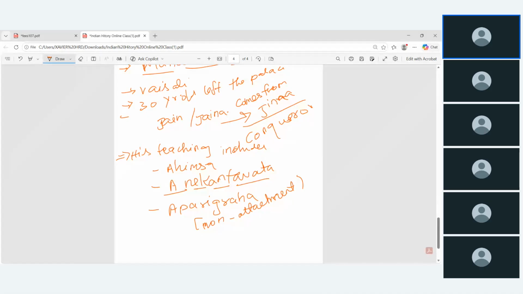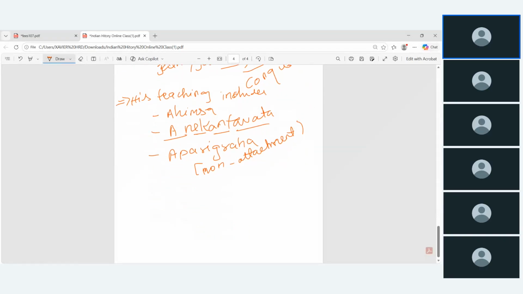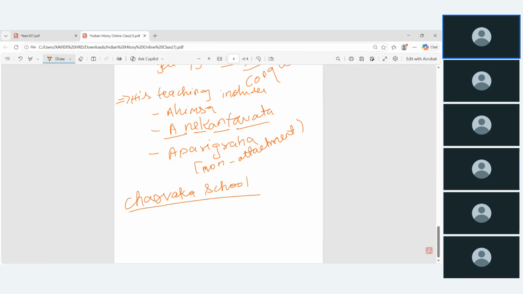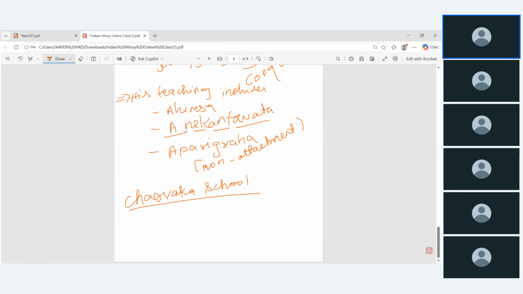Some other schools are also given in this book, that is the Charvaka school. It was not popular during that period. In the school, what they say is that the material world is the only thing that exists, therefore there is no life after death. That is why this school did not become popular.